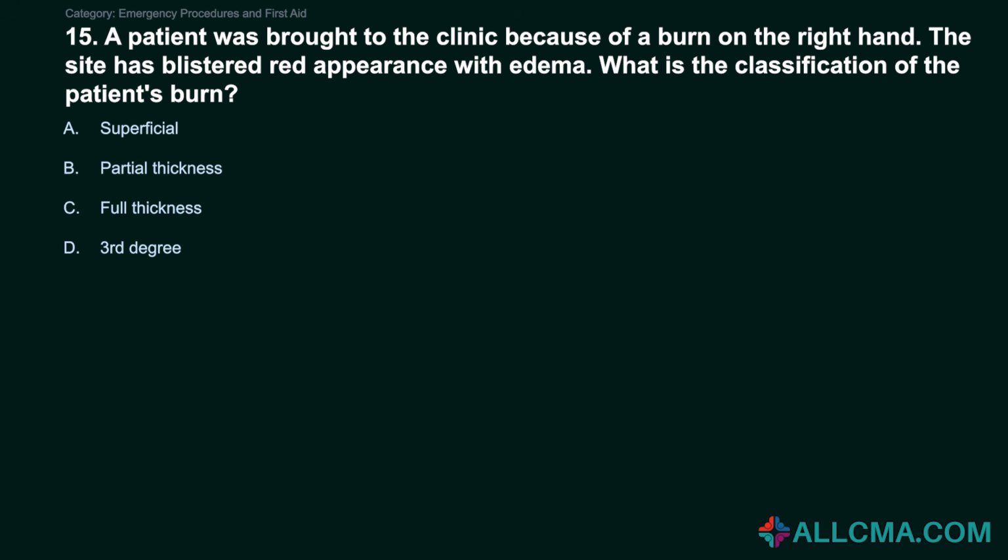15. A patient was brought to the clinic because of a burn on the right hand. The site has blistered red appearance with edema. What is the classification of the patient's burn? A. Superficial. B. Partial thickness. C. Full thickness. D. Third degree. Correct answer: B. Partial thickness.